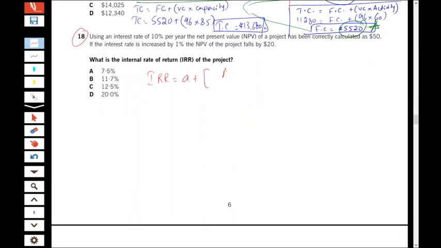IRR is calculated using this formula. Using a 10% interest rate, the NPV was 50. If the interest rate is increased by 1%, the NPV falls by 20. Question number 18. Can you people calculate this IRR and give me the answer?